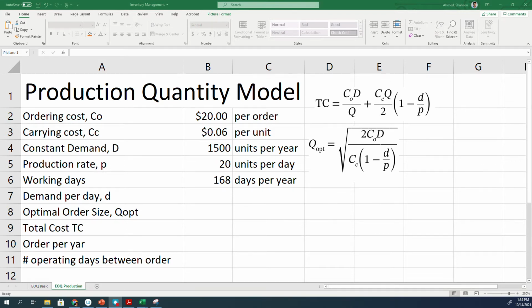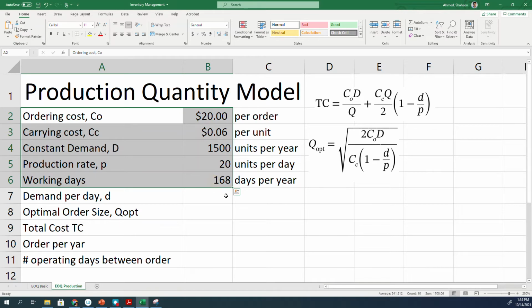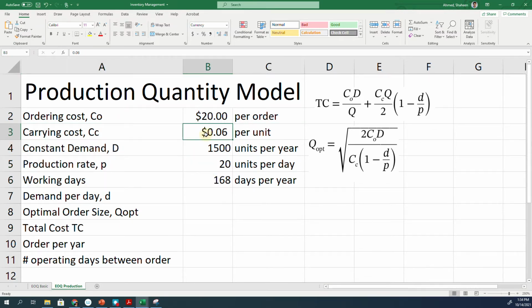Generally the questions are given in a description format. I extracted the values that are typically given: the ordering cost per order, the holding cost per unit, the yearly demand, and the production rate, because it's a production facility. The working days are also given in this case. If they're not, you can use 365 or whatever makes sense for that particular situation.